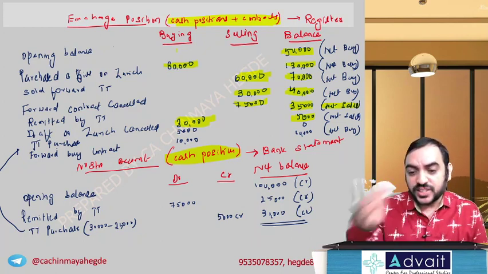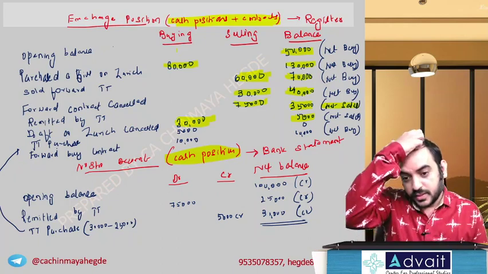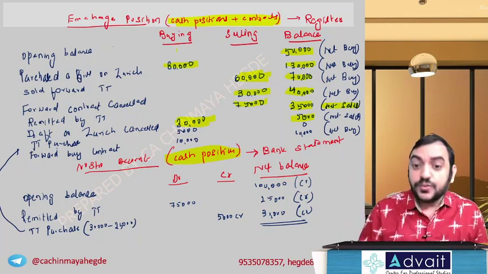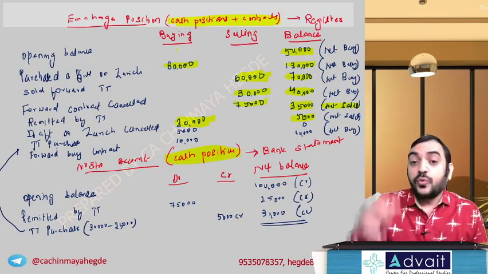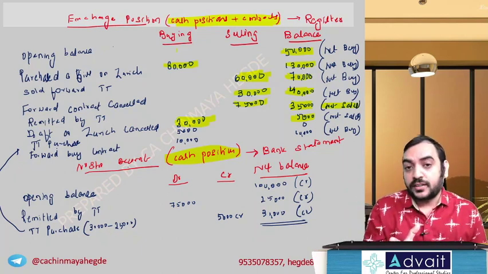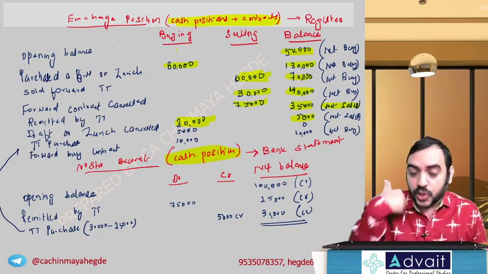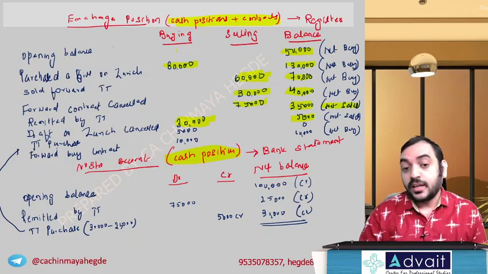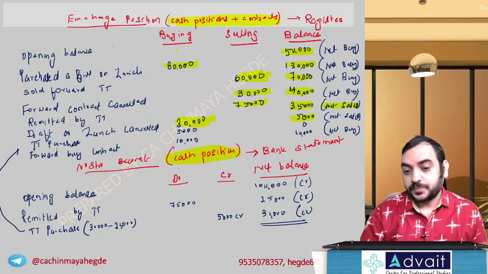It's cash position plus contract. When you execute the forward contract, either buy or sell, that need not come in exchange position, because it is already there when you enter into the contract. But if you buy in the spot, or if you sell in the spot, that comes.